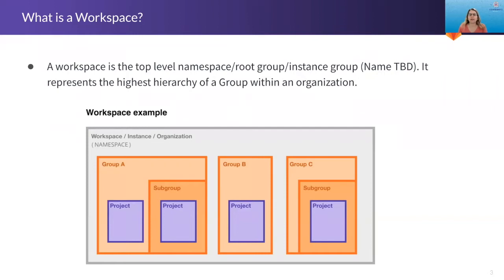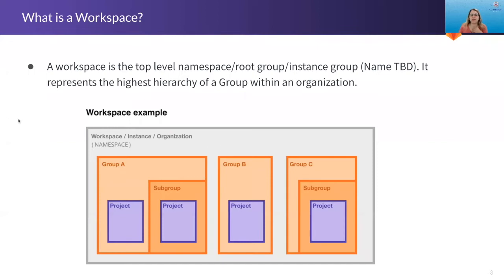So there's different permutations of how we've seen different organizations organize their groups and projects within GitLab. And so if we look at a workspace, it could be this top group A. This top group A may have flat projects underneath it. It may have groups underneath it. It may have subgroups underneath it that also contain projects. But that top level group, that's the workspace.